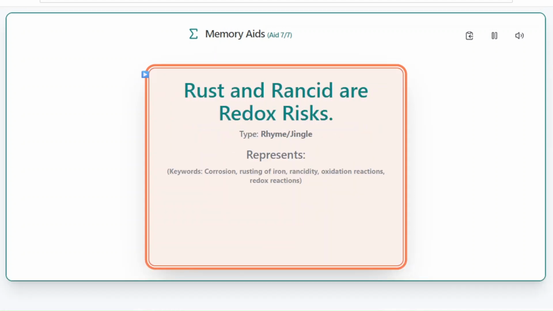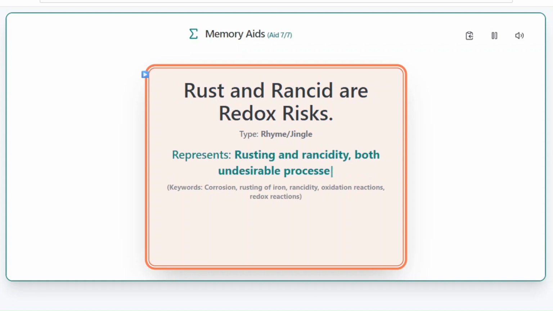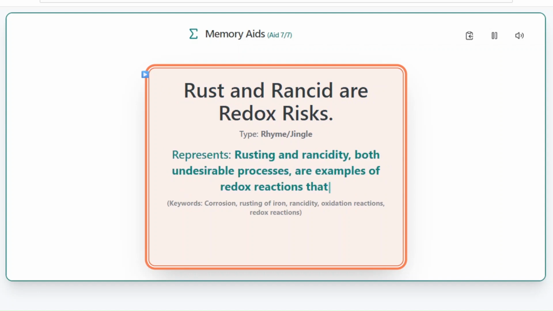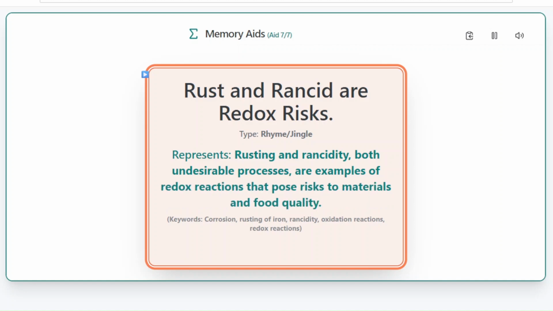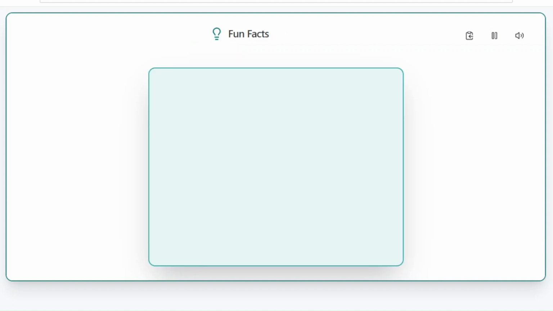Rust and rancid are redox risks. Which represents rusting and rancidity, both undesirable processes, are examples of redox reactions that pose risks to materials and food quality. Now starting, fun facts.